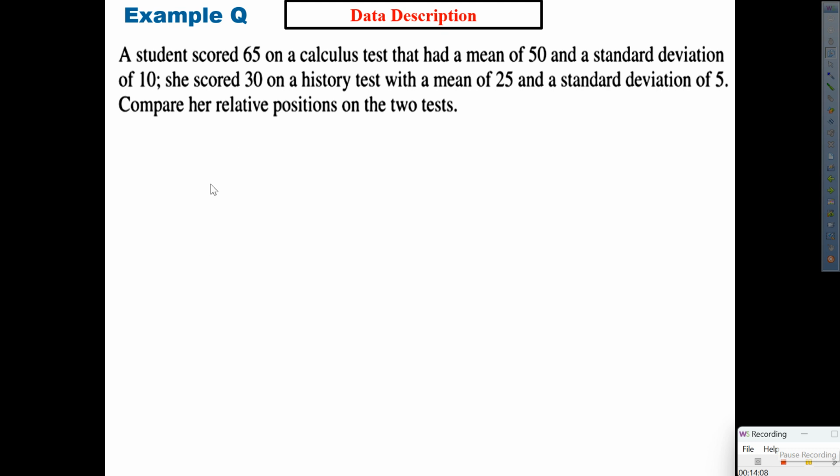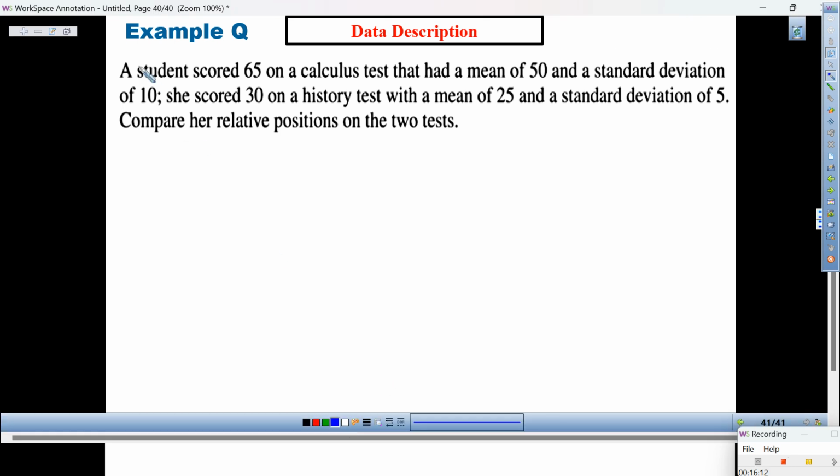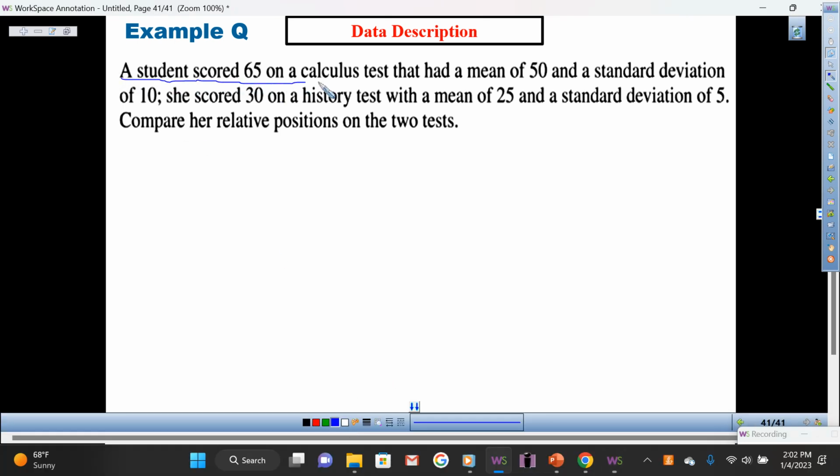So it says, a student scored 65 on a calculus test that had a mean of 50 and a standard deviation of 10. So in blue, I'm going to start with the first part. Now, question. They're talking only about who? A student. So tell your neighbor which formula you're going to use. Z equals what?